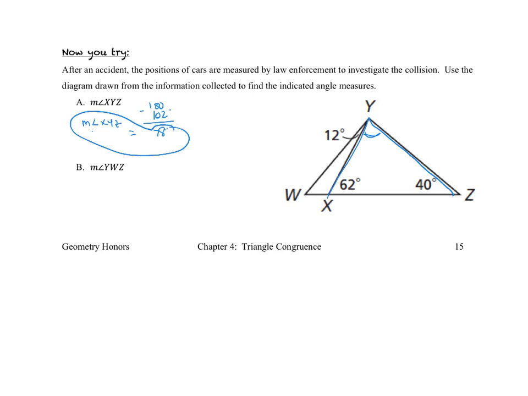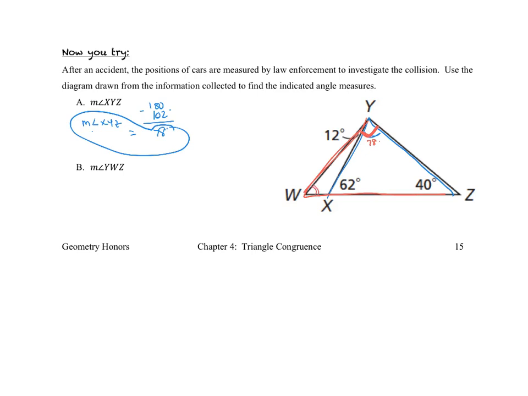Measure of angle YWZ. Well, we know that that's 78, and 78 plus 12 is 90 degrees. So this is a right triangle, 90 degrees. And now we're trying to find YWZ, which is right here.